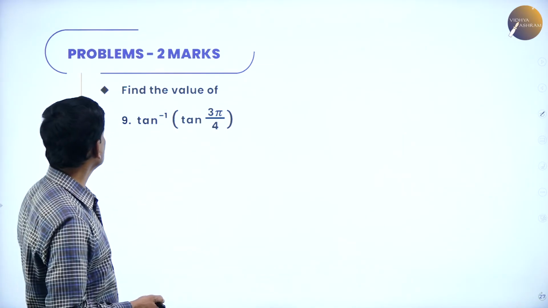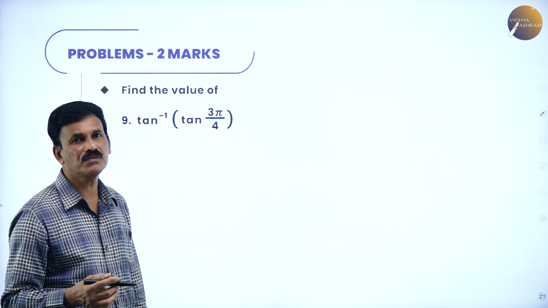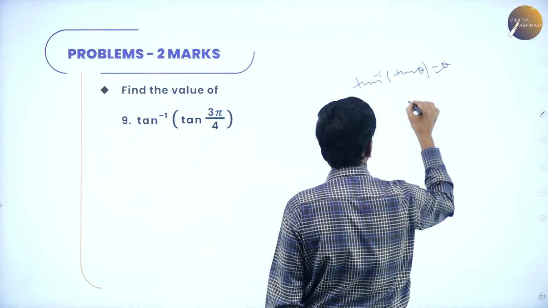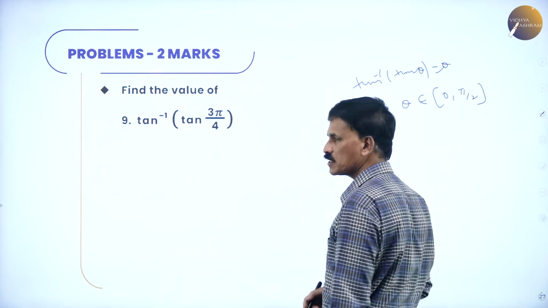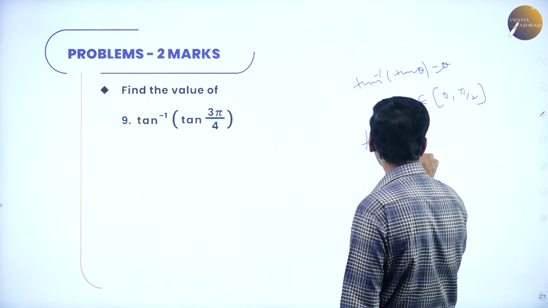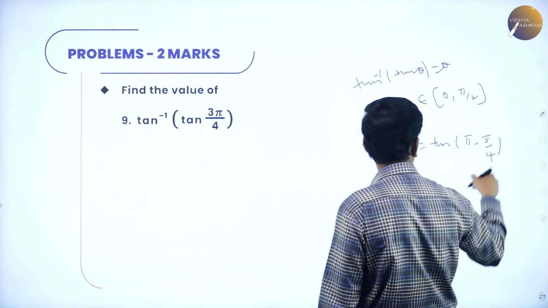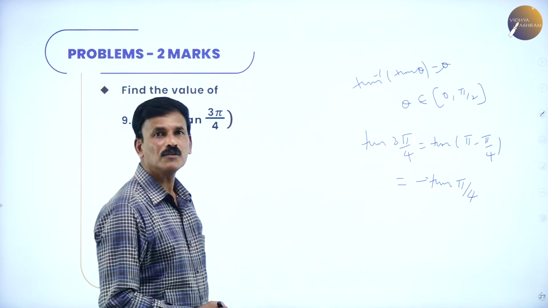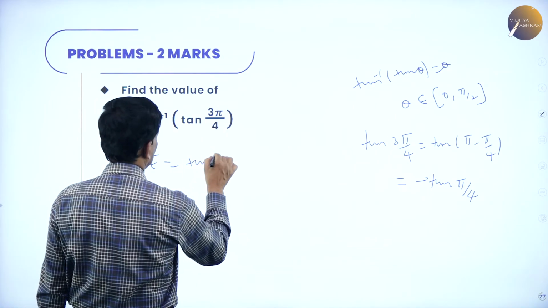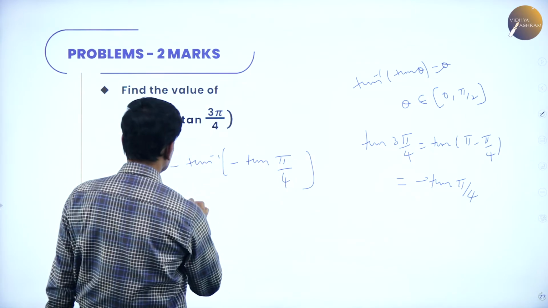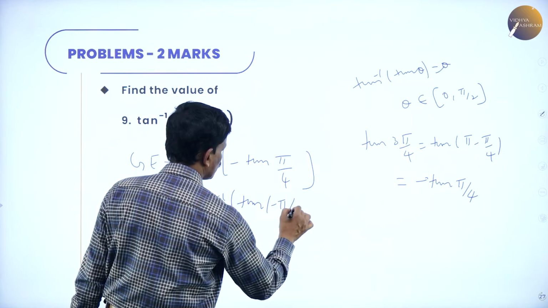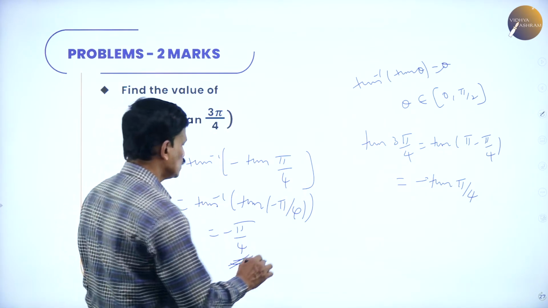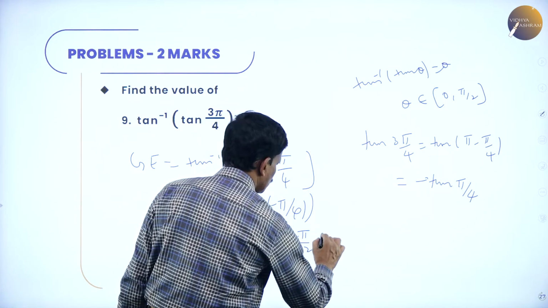Now, let us come to the same type of problem. Tan inverse of tan 3 pi by 4. Pi by 4 is 45, 45 into 3 is 135 degrees. So, you know that tan inverse of tan theta is equal to theta, where theta belongs to minus pi by 2 to plus pi by 2. Now, let us convert tan 3 pi by 4. Tan 3 pi by 4 can also be written as tan of pi minus pi by 4. See, pi minus pi by 4 is 3 pi by 4. What is tan of 180 minus theta? Minus tan theta, so minus tan pi by 4. Now, the given expression can be written as tan inverse of minus tan pi by 4. So, this is nothing but tan inverse of tan of minus pi by 4. So, this is equal to minus pi by 4, which belongs to minus pi by 2 comma plus pi by 2.